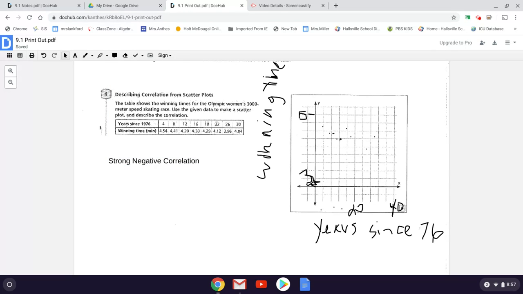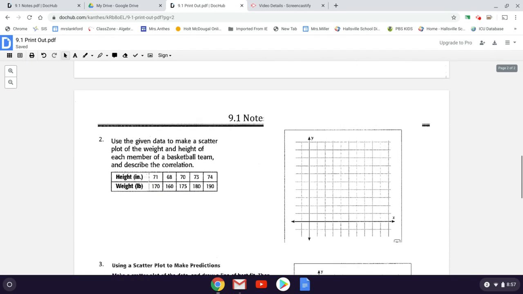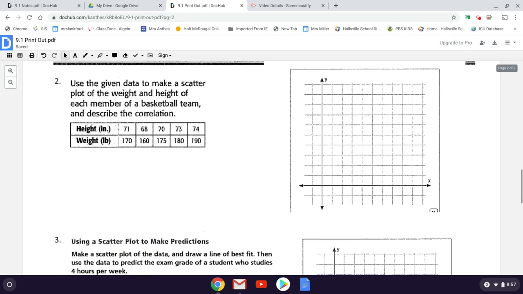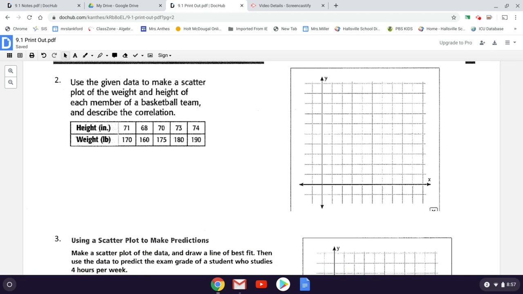Okay, so if we look at number 2, we are going to use the given data to make a scatter plot with the weight and the height of each member of the basketball team and describe the correlation. So going along the x-axis, I would label this as the height, and I would make the y-axis be the weight.